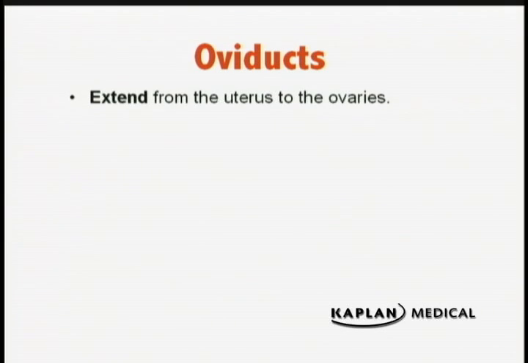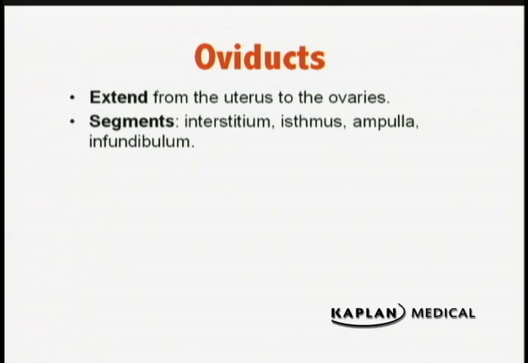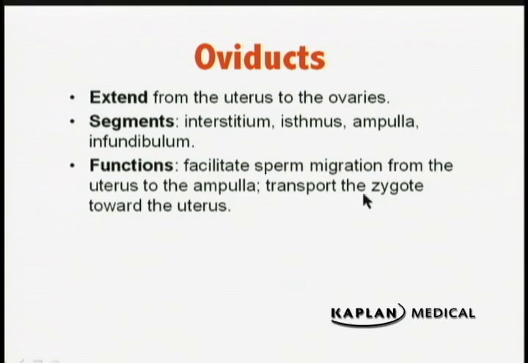The oviducts extend from the uterus to the ovaries. There are four segments of the oviduct: the interstitium, which is from the uterine cavity through the cornal area of the uterus; the isthmus, which is the proximal tube; the ampulla, which is the mid to distal; and the very distal area is the infundibulum.